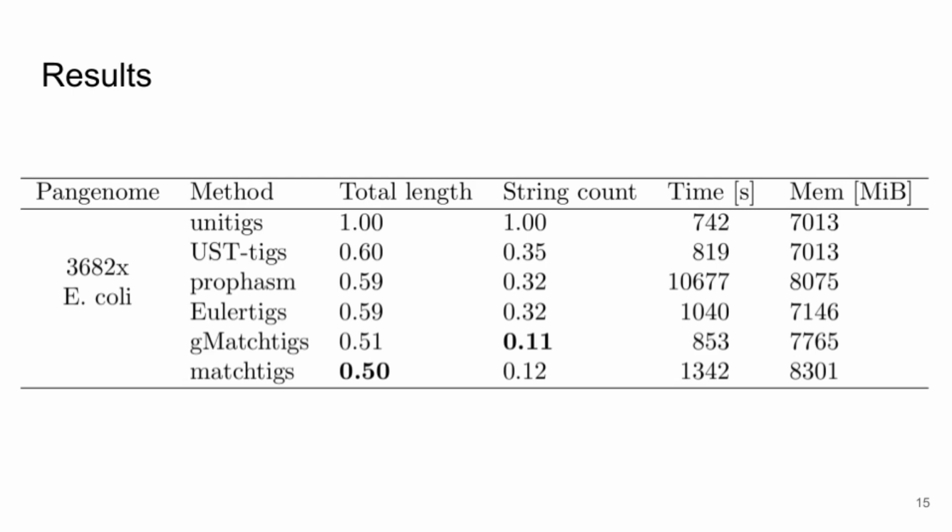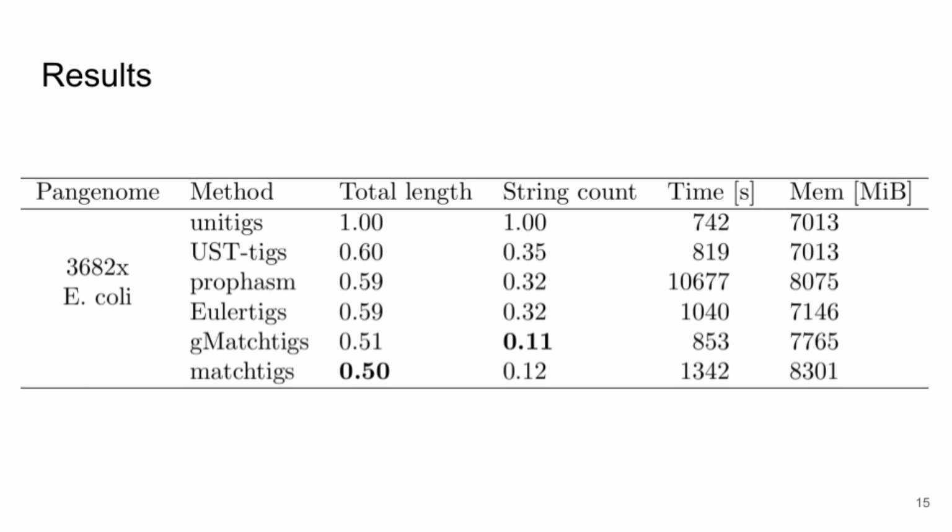So here is a sample of the experimental results. For data, in this experiment we used 3682 E. coli genomes. And for this data we compare 6 different SPSS implementations. The first one is just UNITIGS. This is the baseline, the most basic SPSS there is. And we normalize the total length and string count in these SPSS such that UNITIGS have length 1 and then everything else is relative to the UNITIGS. So next we have USD-TIGS and ProfASM, which are just UNITIGS stitching methods, as I discussed earlier.